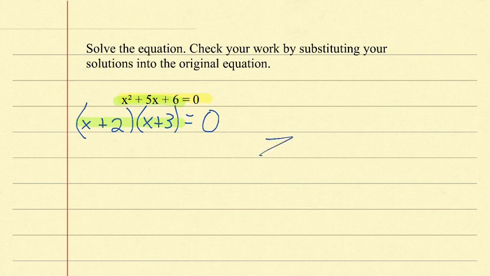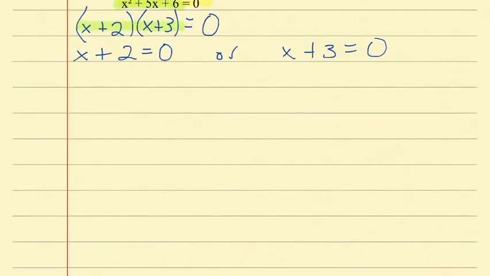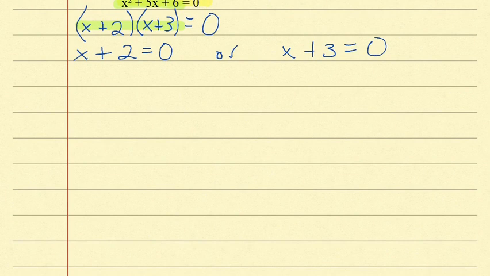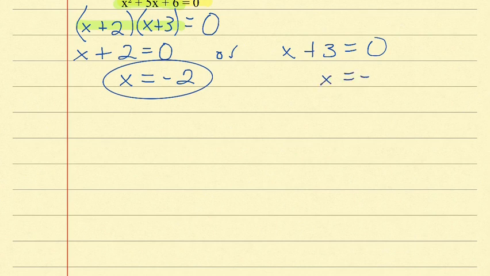Alright, so the zero product property tells me that either the first factor equals 0 or the second factor equals 0. And all we have to do to find out the values of x that make those two equations true is solve the equations. So I'm going to subtract 2 from both sides of this equation, and I get x equals negative 2. I'm going to subtract 3 from both sides of this equation, and I get x equals negative 3.